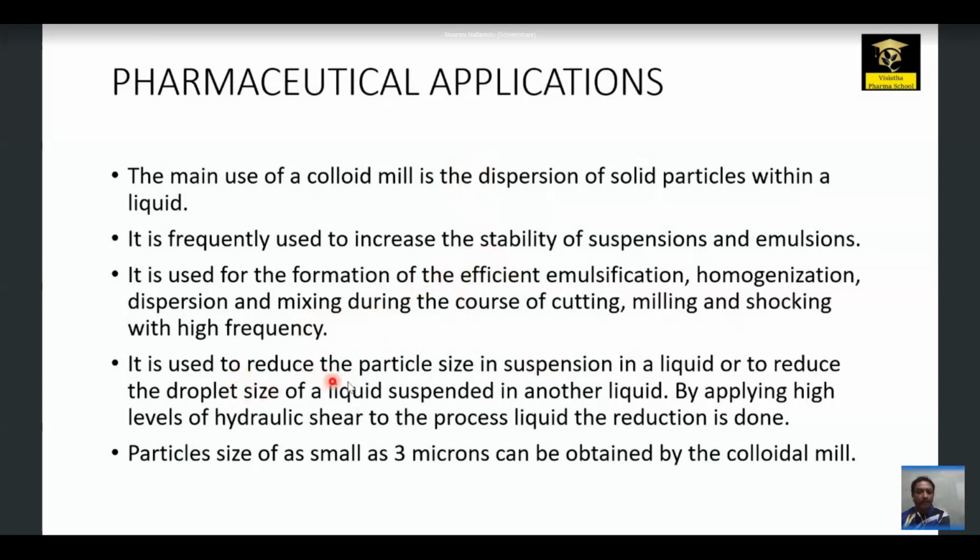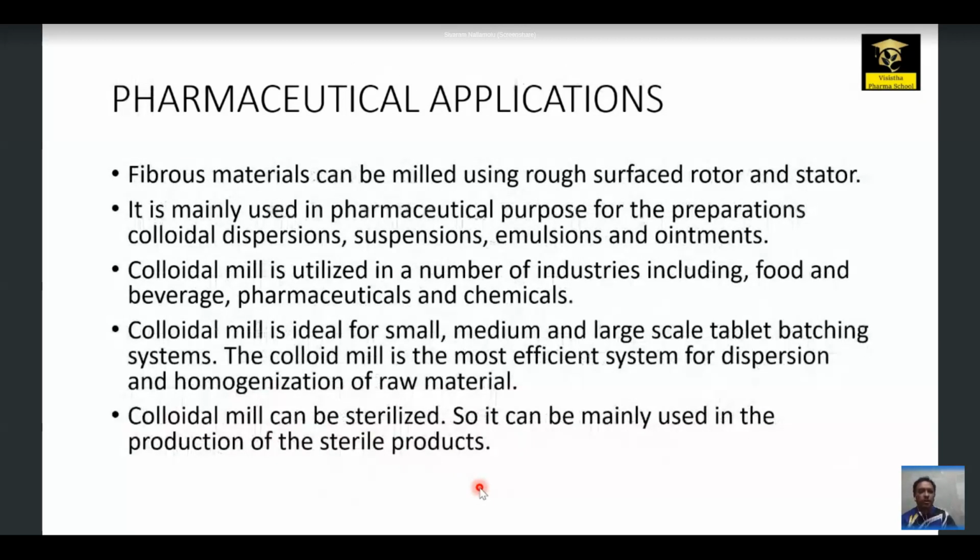Then it is used to reduce the particle size in suspensions in a liquid, or to reduce the droplet size of the liquid suspended in another liquid by applying high levels of hydraulic shear to the process liquid. The reduction is done. Okay, so particle sizes as small as 3 microns can be obtained by the colloid mill. So there are a good number of applications with this colloid mill, and it's mainly used in pharmaceutical preparations, especially for colloidal dispersions, suspensions, emulsions, etc.